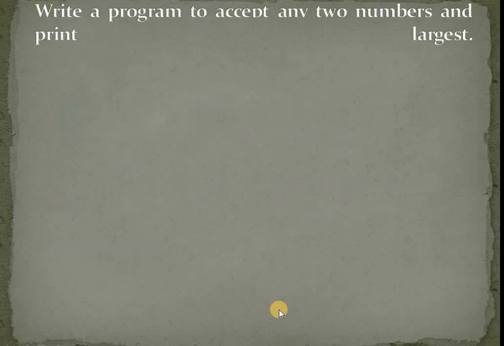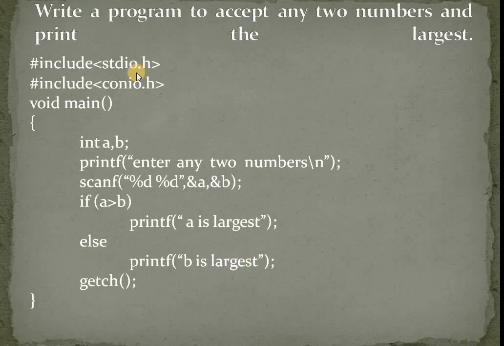Now we shall take an example to see the working of relational operators. Write a program to accept any two numbers and print the largest. So here in the link section we have linked the two header files. Void main, open curly bracket. We are going to compare two numbers, so we will require two variables A and B. The data type of these variables is integer. We are going to write the instruction to the user, enter any two numbers. By using the scanf function, we are going to input the two values and store them in A and B.